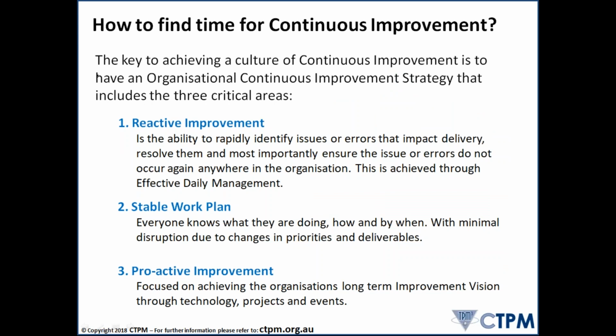And what we found is the key to achieving that continuous improvement culture is to have an overarching organizational continuous improvement strategy. But the key to this is the 3 areas within it. So we have reactive improvement. This is the ability to rapidly identify issues or errors that impact delivery, resolve them, but most importantly, ensure the issues or errors do not occur again anywhere in the organization. This is linked to what we call effective daily management.